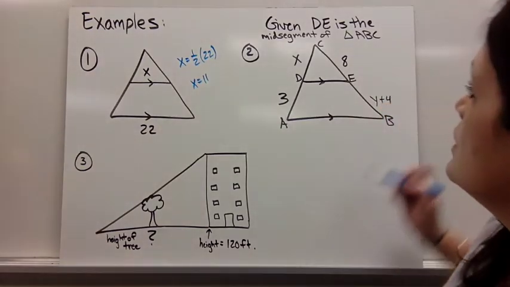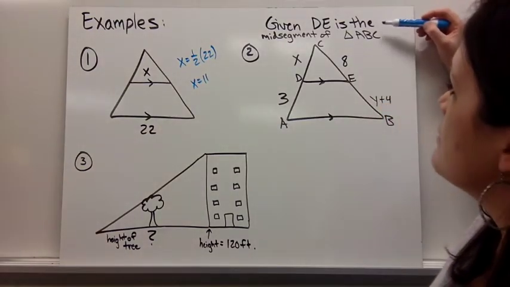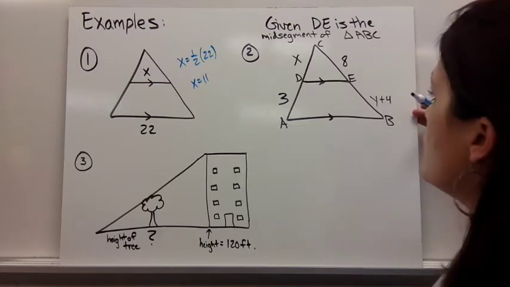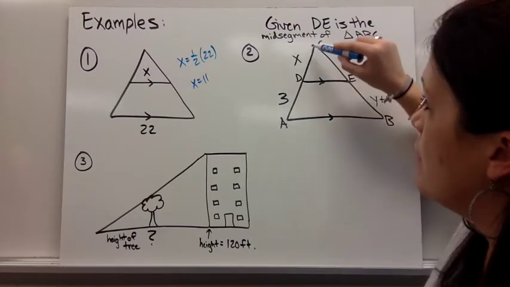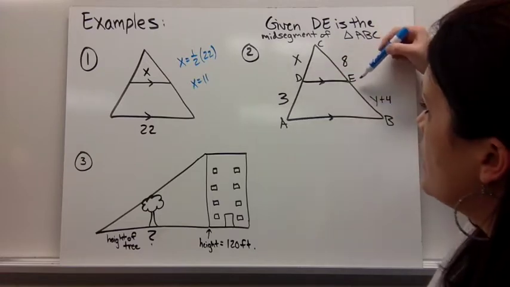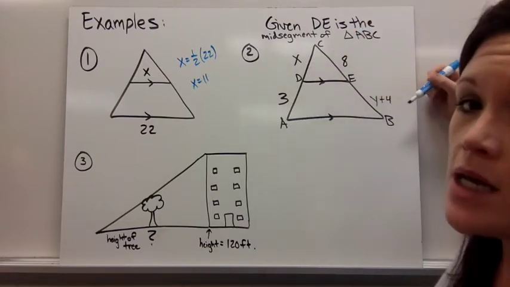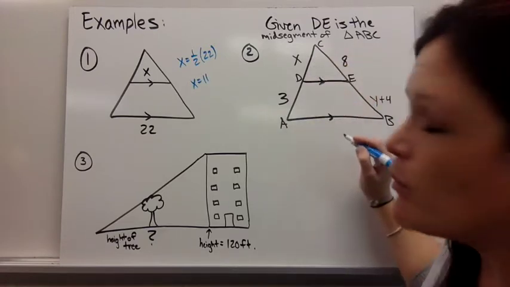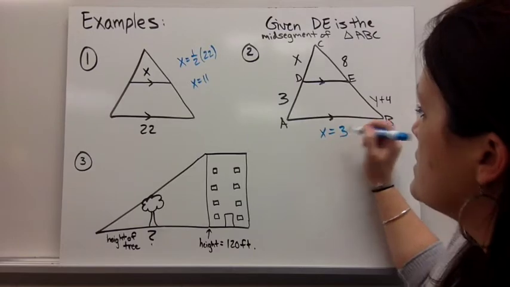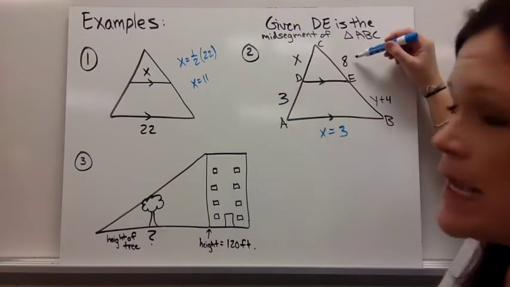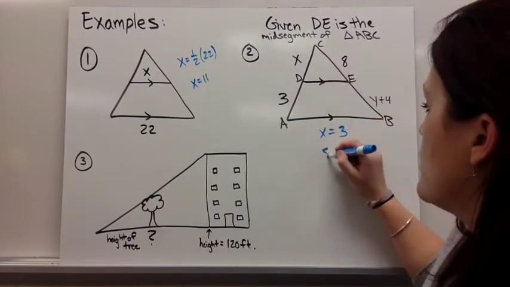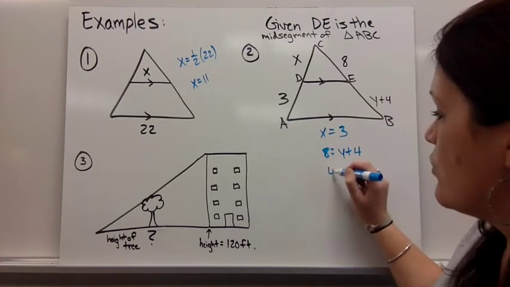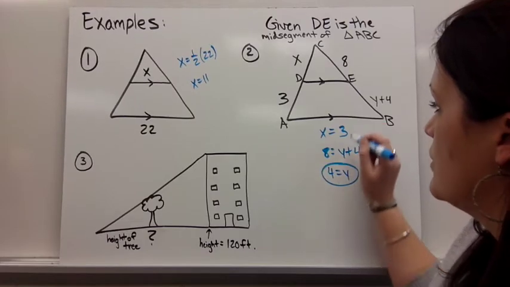For number 2, if you're given DE is the midsegment of triangle ABC, so they could label a lot more in the picture, we would know that D is the midpoint of AC, and we know that E is the midpoint of CB. And so if you know it's the midpoint, it means it divides that segment into equal parts. So we could just say x has to also equal 3, and 8 would have to equal y plus 4. So we could quickly get x equals 3, subtract 4, and we get y equals 4.